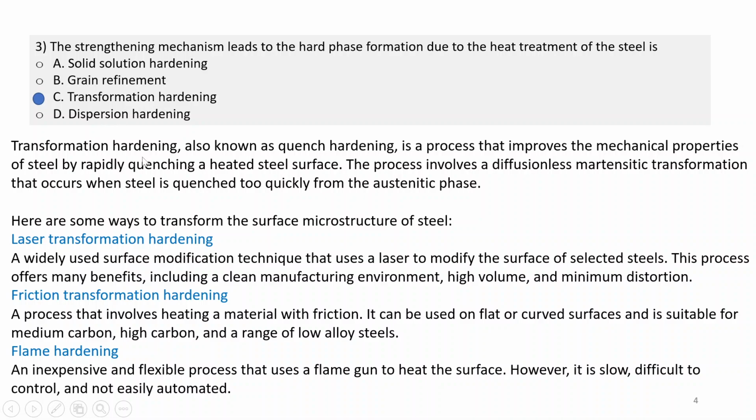Transformation hardening, which is also known as quench hardening, is a process which improves the mechanical properties of steel by rapid quenching of a heated steel surface. This process involves a diffusionless martensitic transformation which occurs when steel is quenched too quickly from the austenitic phase. Some of the ways to do it are laser transformation hardening, friction transformation hardening, and flame hardening.